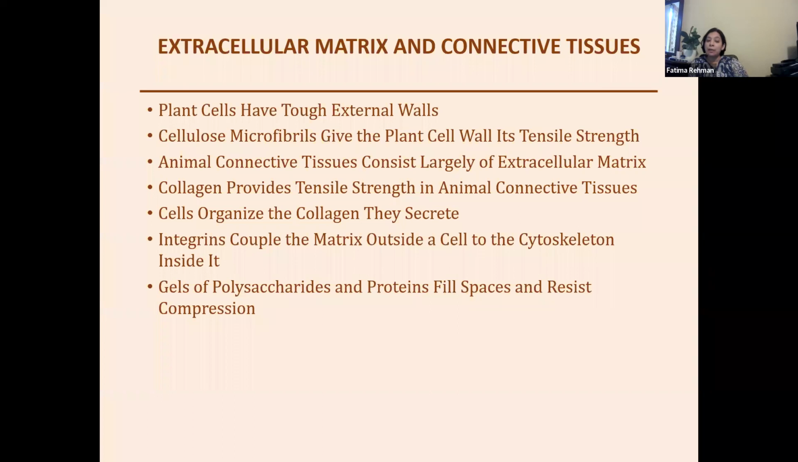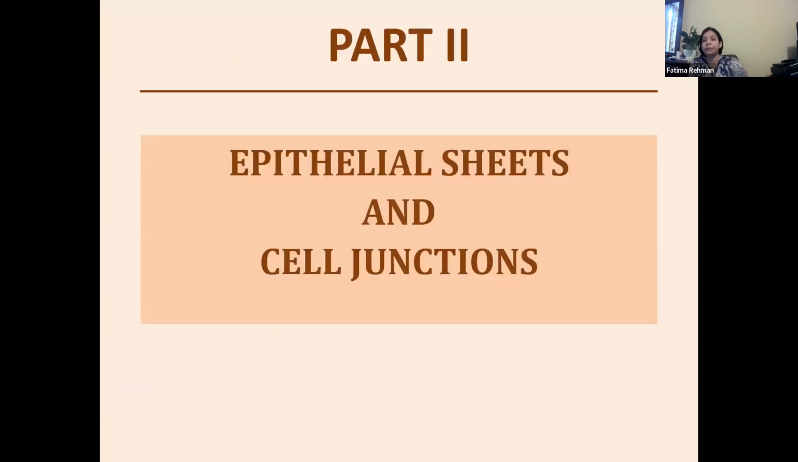In plants and animal cells, the integrins couple with the matrix outside. They bind to the matrix outside and through the collagen, and to the cytoskeleton inside through the actin adapter proteins, to create a very strong binding to help maintain the shape of that cell. And finally, all the extra space within that connective tissue that is left behind after adding your cellulose microfibrils and the fibroblast cells is filled up with gels of polysaccharides and proteins that fill that space and resist compression.